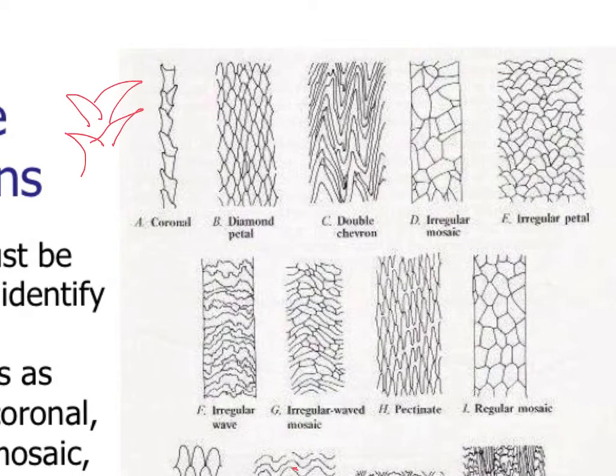Okay, there are different types of patterns, and those are similar to petals as on a flower. And so that would be considered a petal pattern. Didn't mean to write on that one. So this is a petal pattern. No, you just need to know the 4 basic ones I told you about and be able to rationalize between coronal, petal, mosaic, and wave.